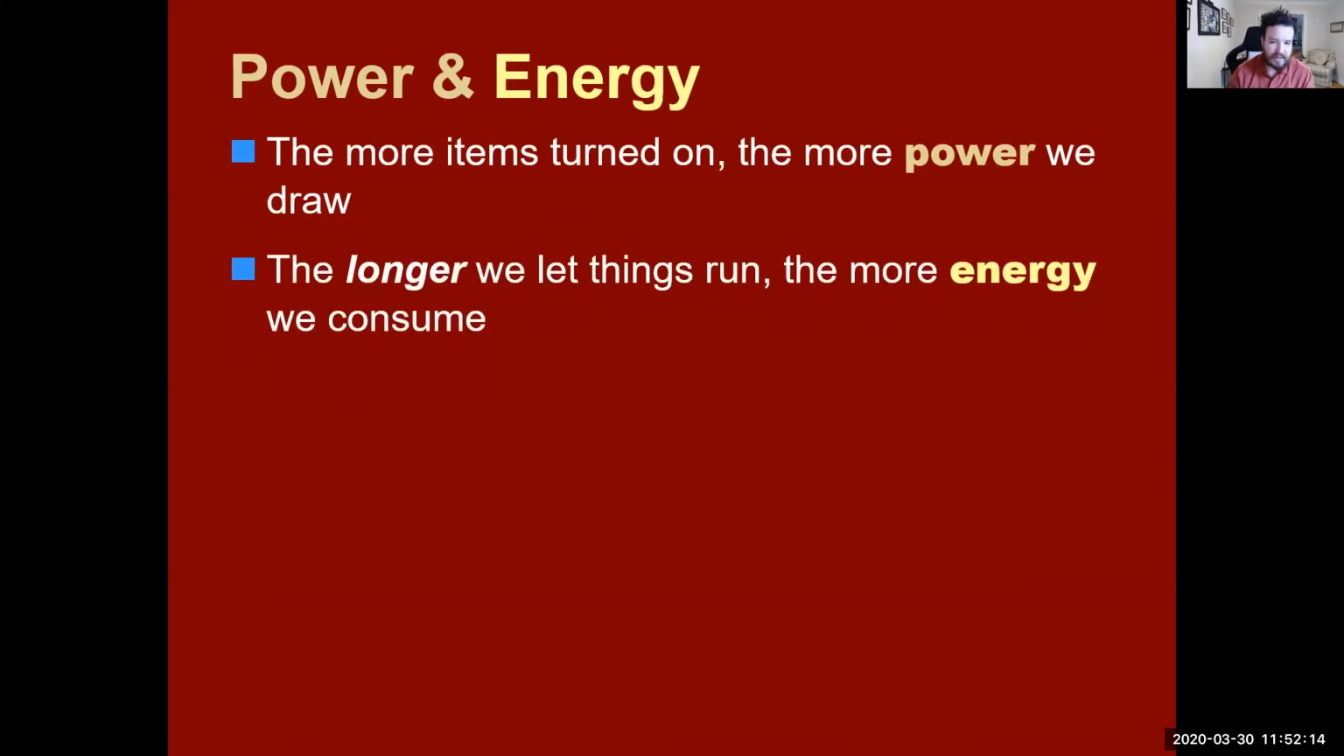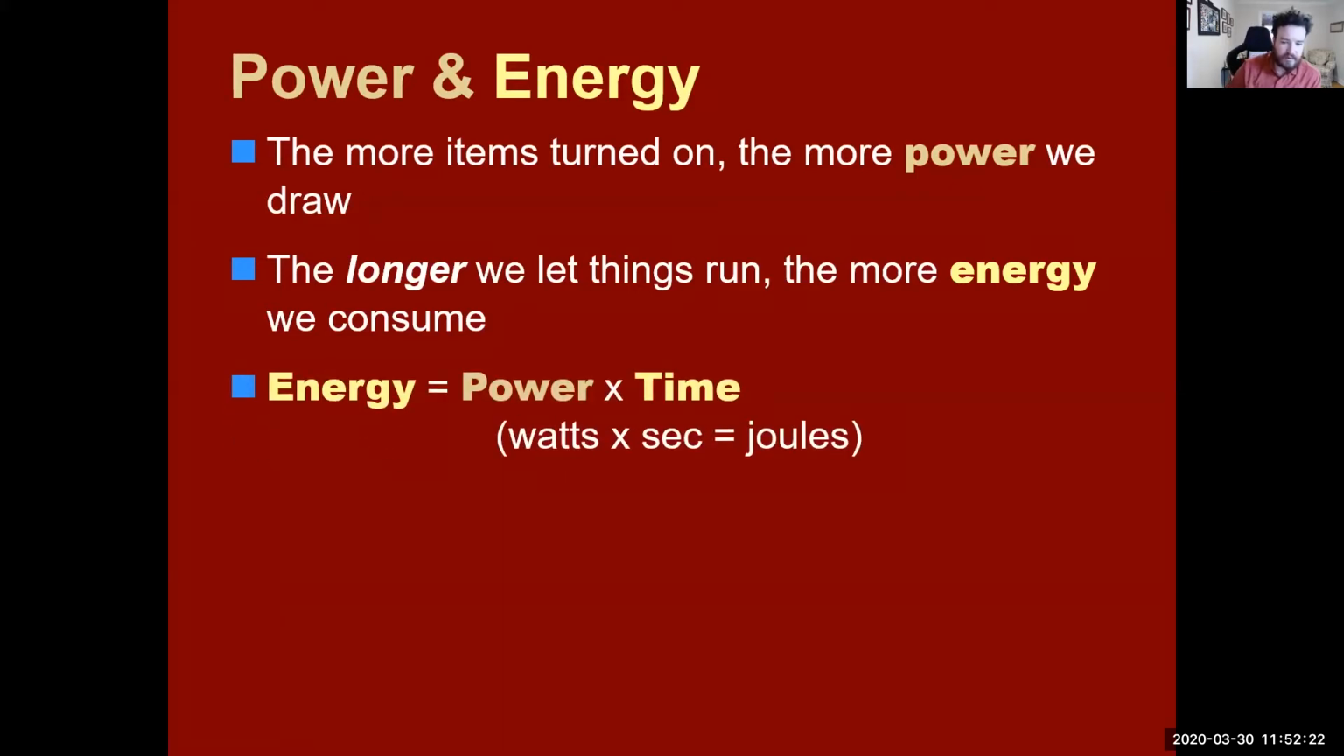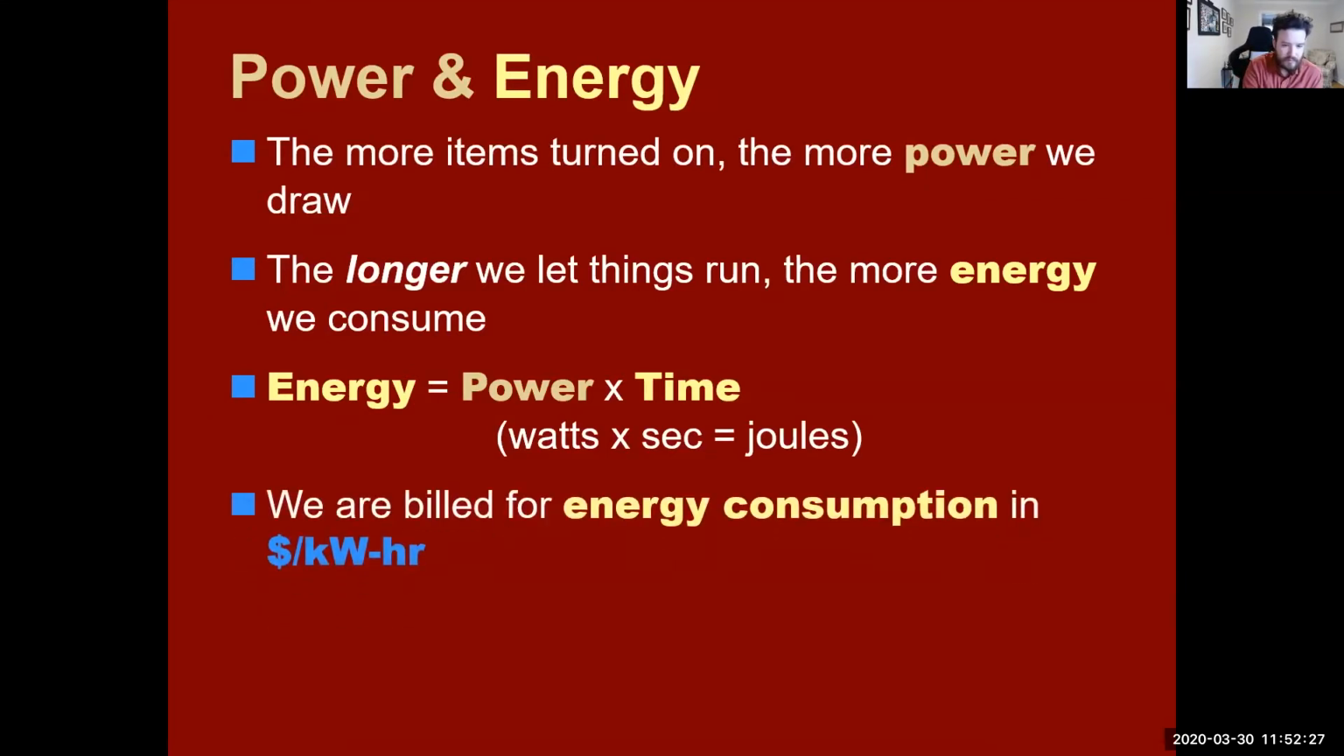The longer we let things run, the more energy we consume. So energy is equal to power times time, which is watts times seconds is equal to joules. So this is how you actually get billed. If you were to pull your electrical bill, this is what you actually get billed for. That's how you get money out of basically your energy consumption. You're billed in energy consumption in basically dollars per kilowatt hour.